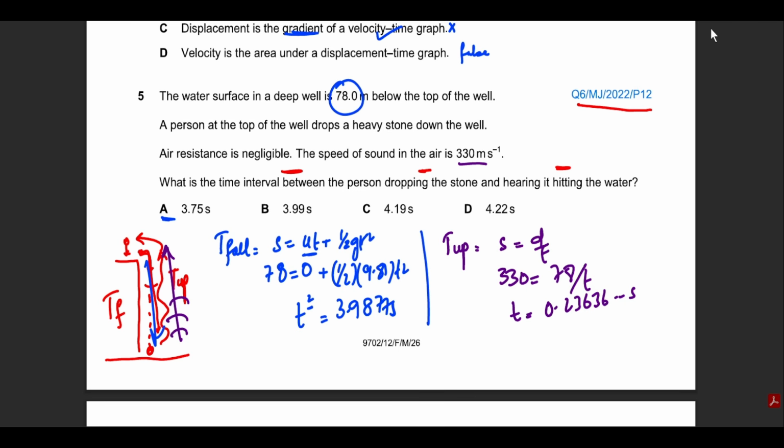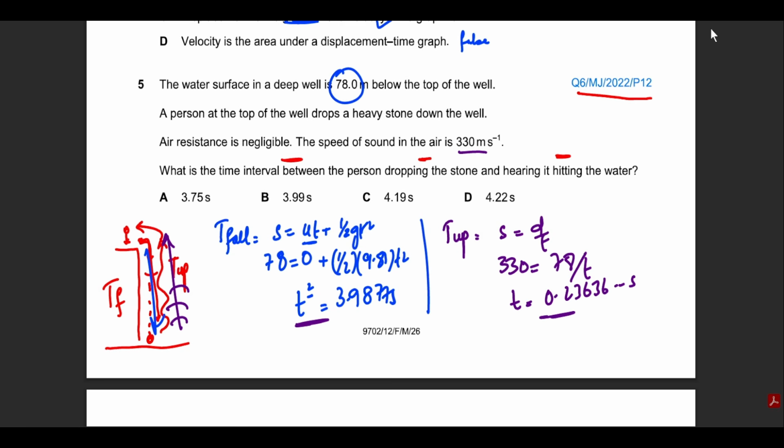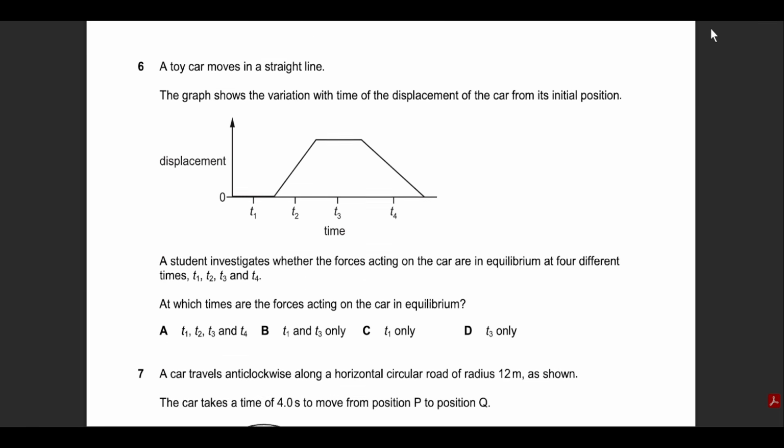Now, if you mess up the calculation and the idea, you will accidentally subtract this time with this time. And if you do that, your answer comes out as option A. Now notice how the examiner has set traps for you for your miscalculation or misunderstanding of the question. The question is about the total time interval. So we're going to add these numbers together, which is going to get you an answer of option D, 4.22 seconds.